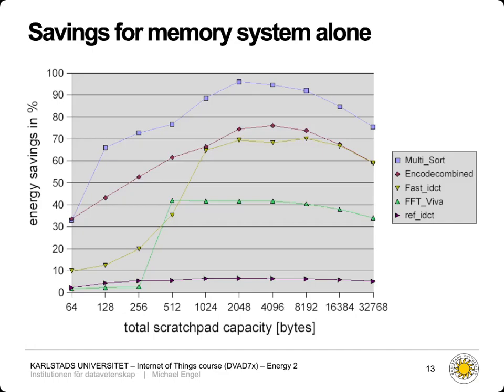We can also look at savings we can achieve for the memory system alone. On the x-axis of this diagram, we have the total capacity of our scratchpad in bytes. On the y-axis, we have energy savings in percent. Depending on the different benchmarks, each of these colored lines is a different typical embedded system application. These behave quite differently for different scratchpad sizes, which is quite interesting to look at. If you are running a mix of applications, then you could also try to figure out which of these applications should make more use of scratchpad memory than another.